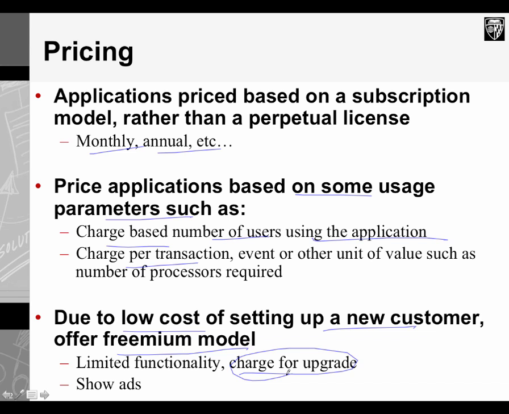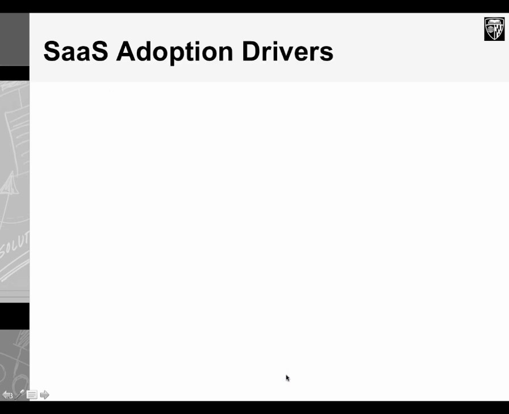Well, how do you make money in the first place? Well, if you're going to be giving them a freemium model, you may want to show them ads. So that's a model of pricing that you may want to think about. Okay, so those were the SaaS architectural features and capabilities. Now let's look at SaaS adoption drivers.